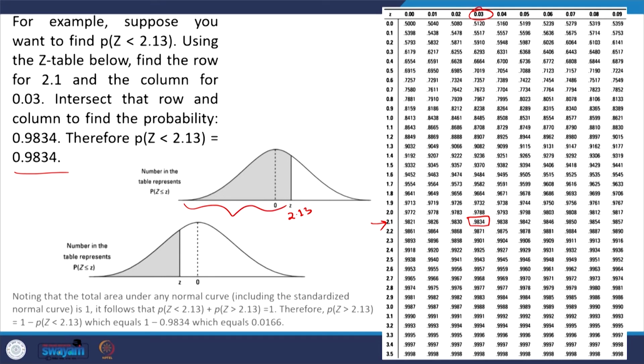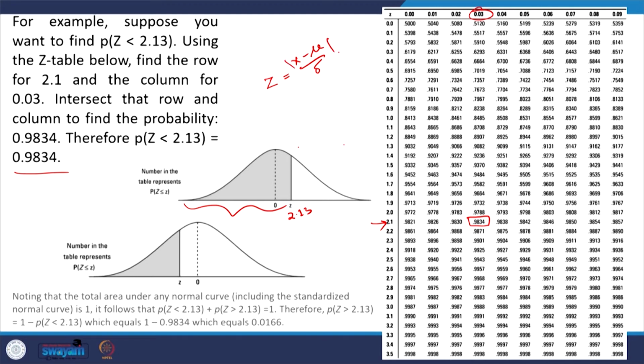In this case we have derived the tabulated value; the critical value is at 0.9834. Now, noting that the total area under any normal curve, that is the standard normal curve, here we have defined the Z value as x minus mu divided by the standard deviation.